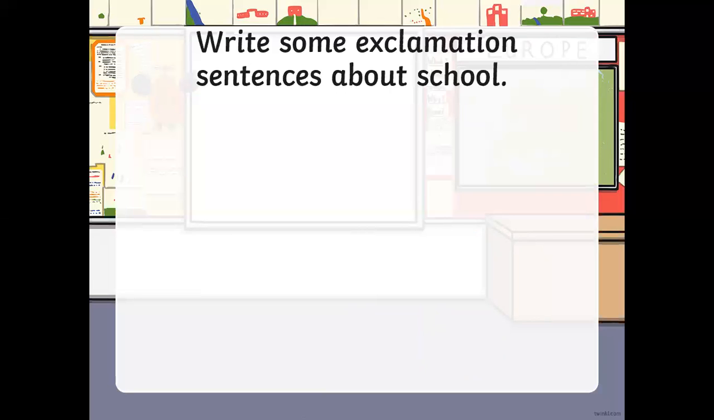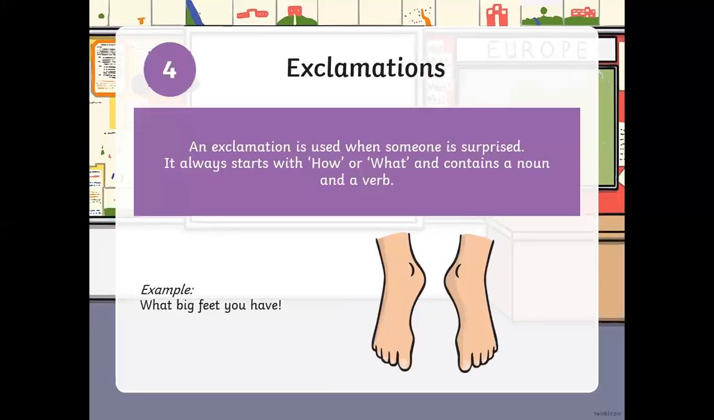Your job, please, is to write some exclamation sentences about the school. Sure, you can do it. If you get stuck, you can always go back. Remember, it starts with a how or a what. It contains a noun and a verb. I'm not giving you any clues with this one because I really want to challenge you for this. So pause your video and write a few of them down for me.